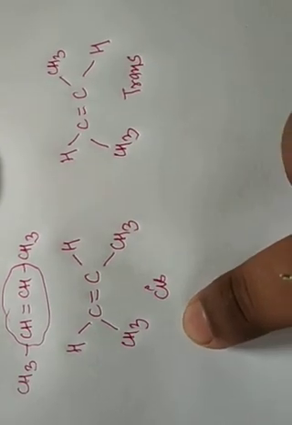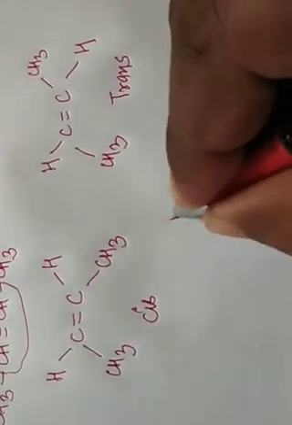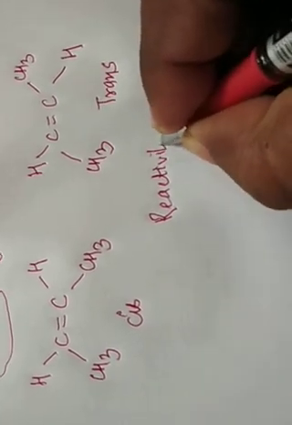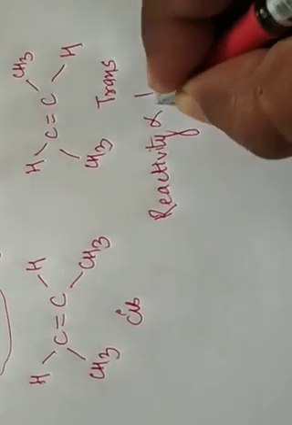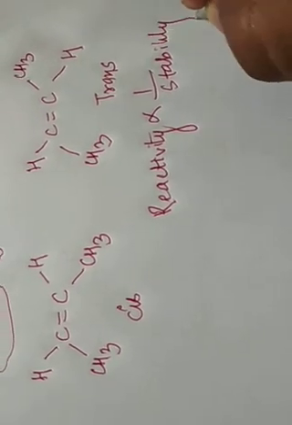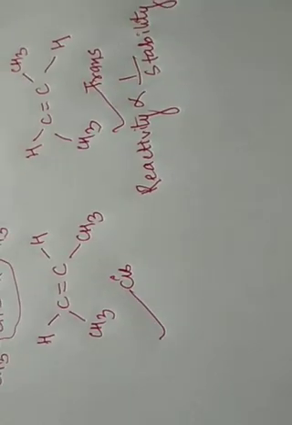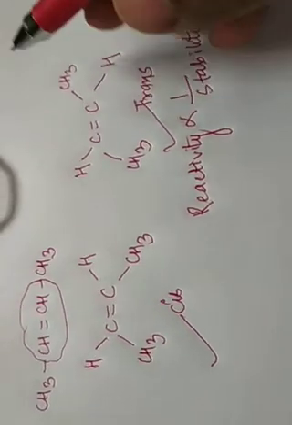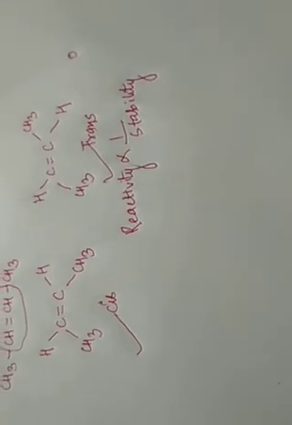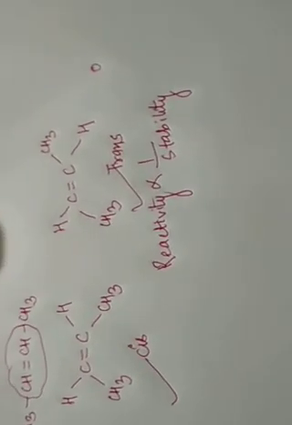Okay, trans is a more stable compound and cis is a more reactive compound. So you know very well reactivity is inversely proportional to stability. Trans is a more stable compound, cis is a more reactive compound. If the question is given, how many isomers does this structure show? The right answer is 0, because a stable compound does not show any other structure.